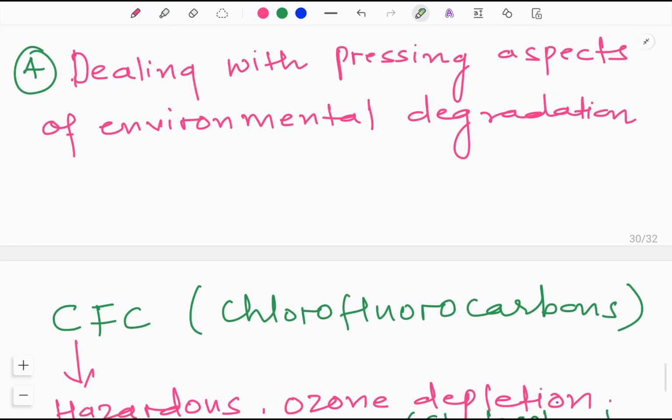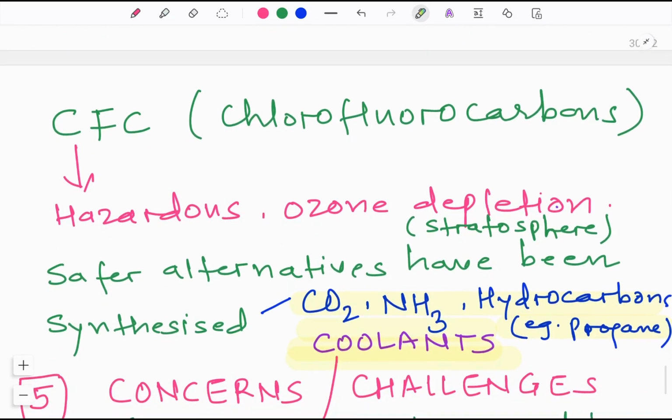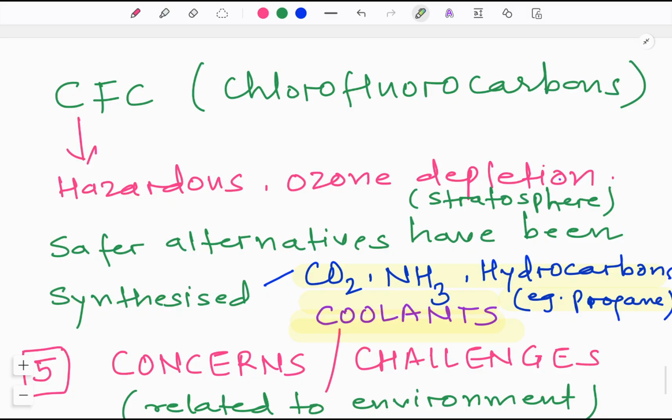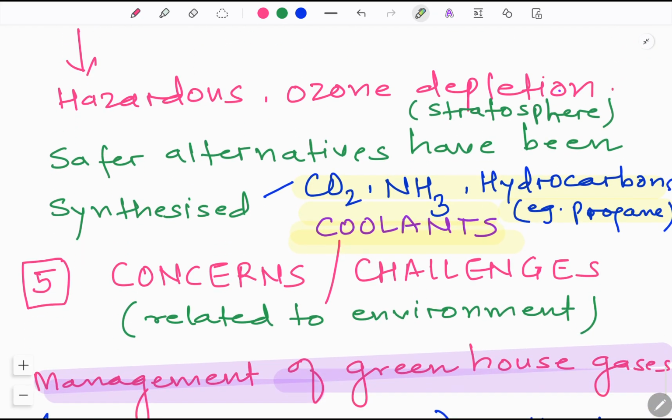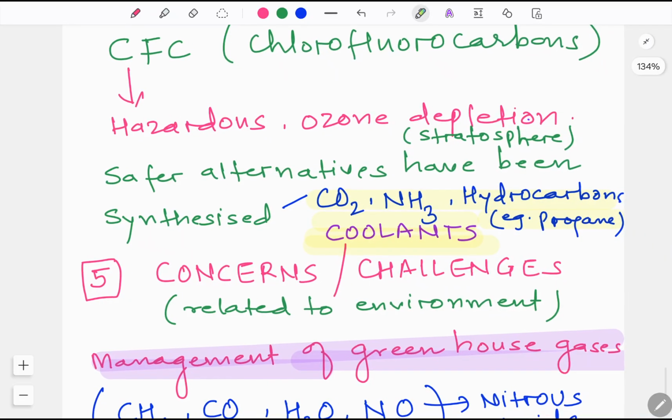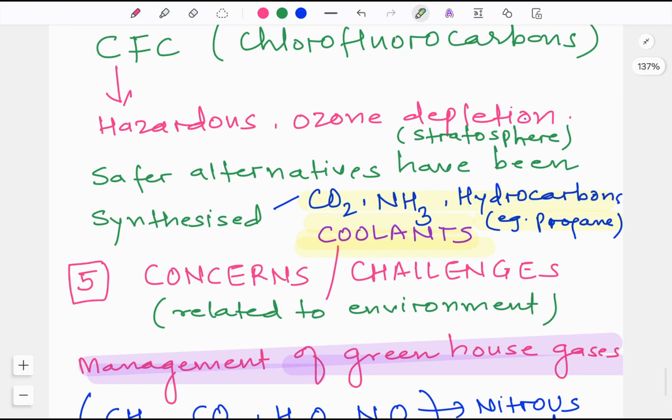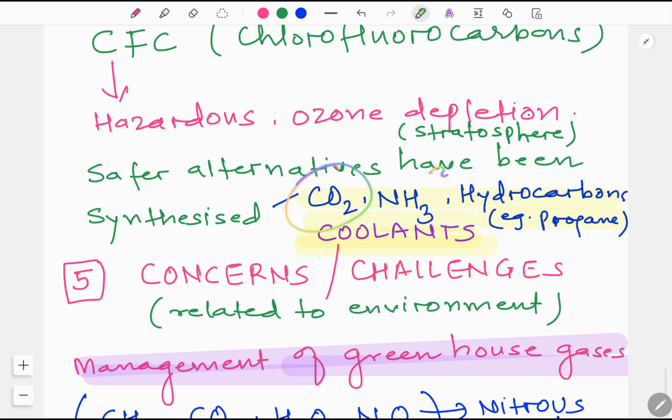There are certain challenges, children, which we have to deal with, related especially to environmental degradation. For example, we have chemicals like chlorofluorocarbons, commonly known as freons, which are depleting the ozone layer. So they are hazardous. So some safer alternatives have been synthesized. I've given here some examples of safer alternatives. As you can see, we have carbon dioxide, ammonia, and hydrocarbons like propane. These can be used as coolants and refrigerants.